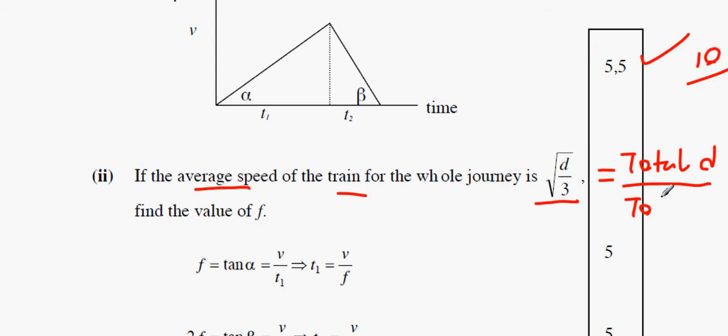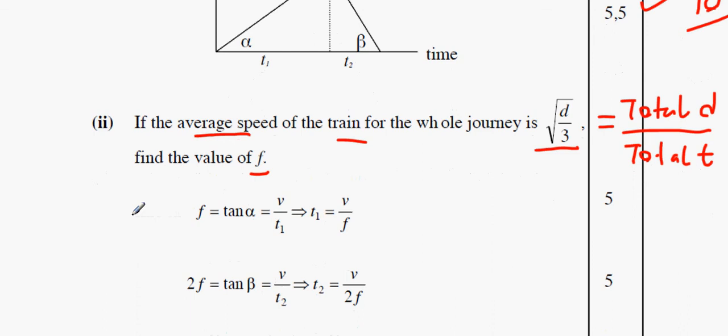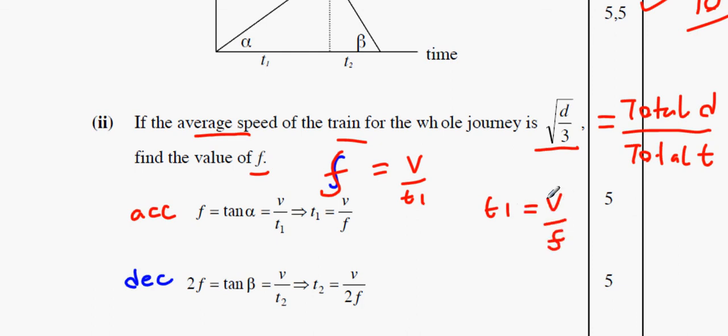Our whole goal of this question is to find the total distance and the total time, and equate it back to this, and then hopefully find out what f is. As discussed before, f is the acceleration, and the second part is the deceleration. The acceleration is phi over T1. So f equals phi over T1. Therefore, T1 equals phi over f. Remember, we need to find the total time. Hence, getting T1 and T2 on their own is very important. Next thing, we're going to get T2 on its own.